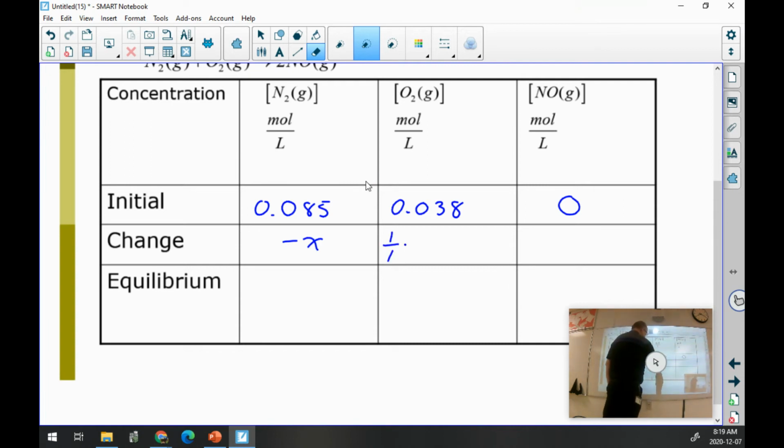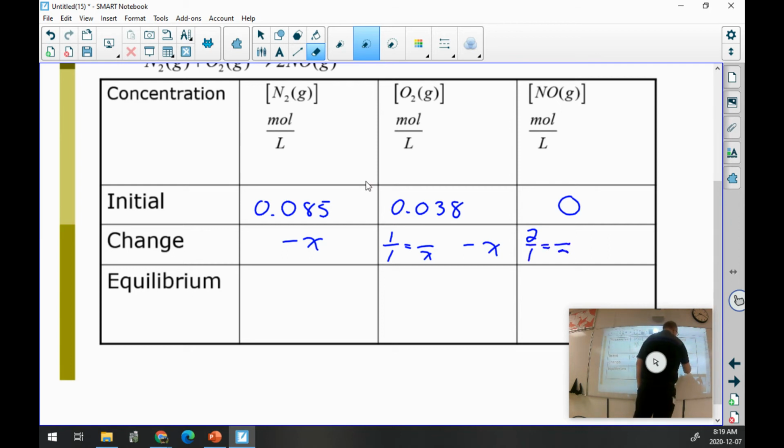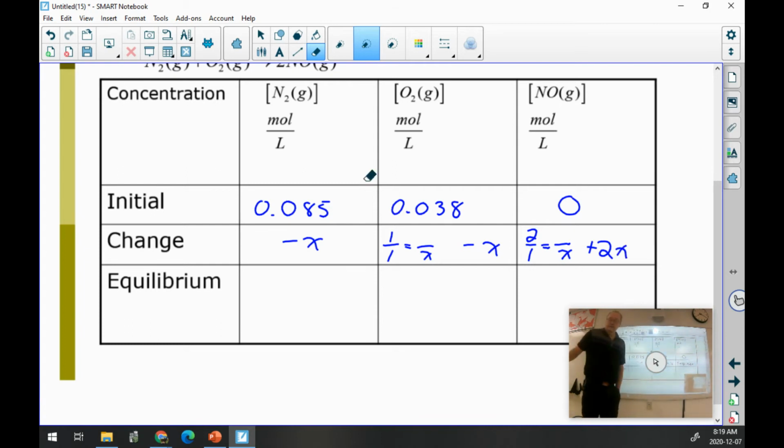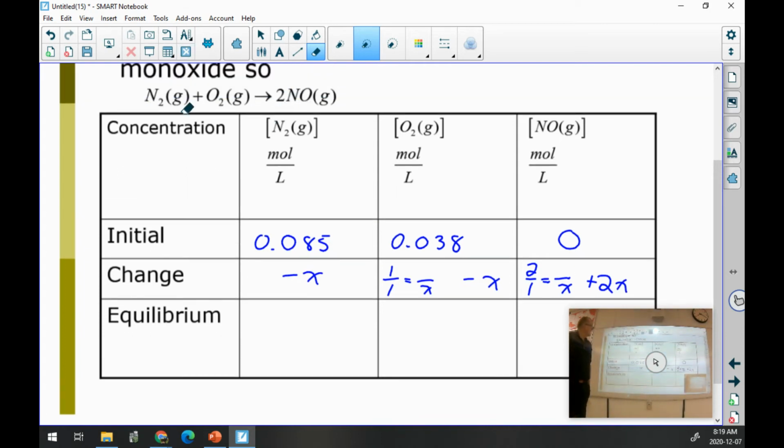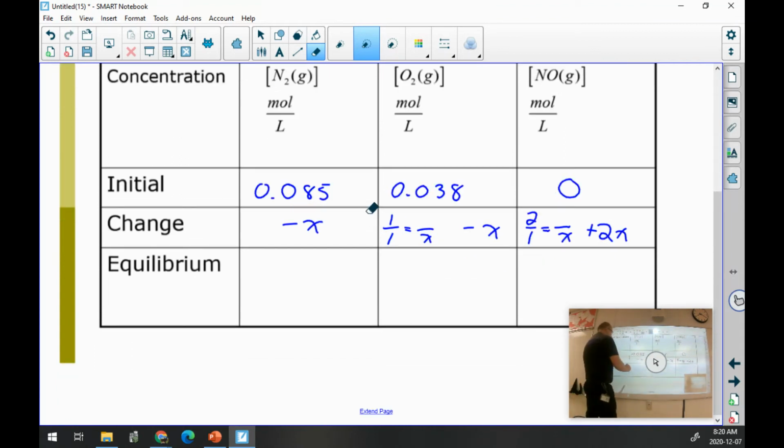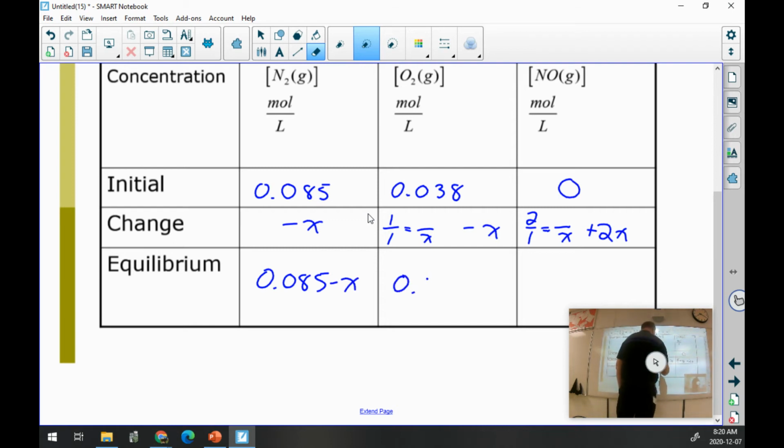This is a 1-to-1 ratio. So this reactant uses up X. This is a 2-to-1 ratio. Therefore, we're going to add 2X to that. Again, going back to the ratio that we have in the chemical reaction. So we have 0.085 minus X, 0.038 minus X, and we have 2X as our final.